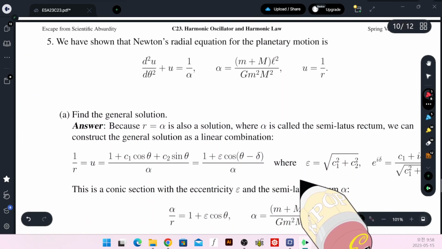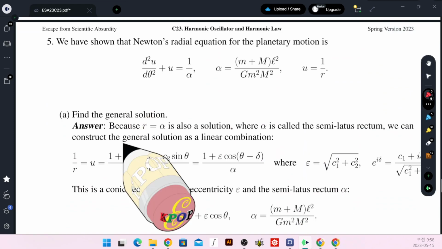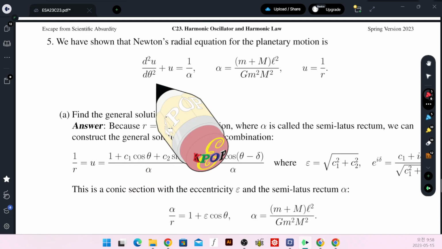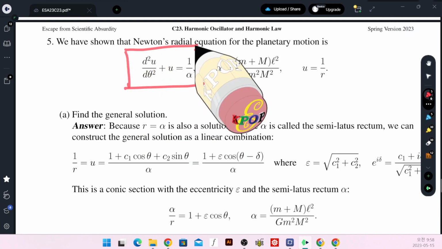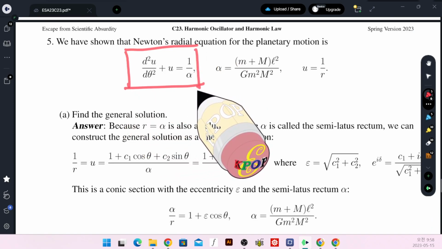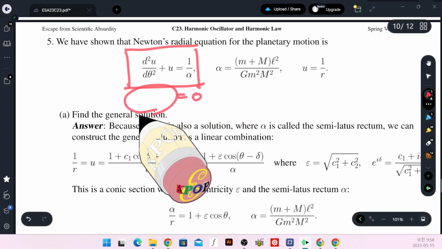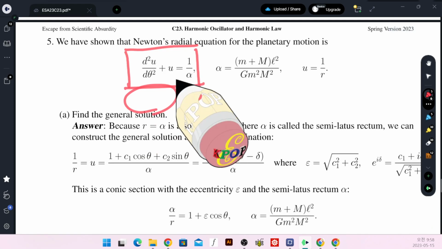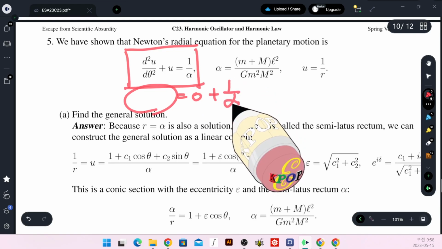Now, finally, we apply this idea to derive Kepler's third law directly from the equation of motion developed by Newton. Newton's second law, in association with Newton's universal gravity, produced this very simple equation. We call it equals 0 for the harmonic oscillator, and we have an additional piece that is a constant 1 over alpha.